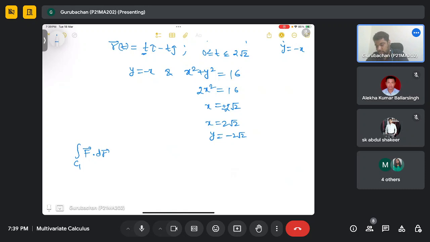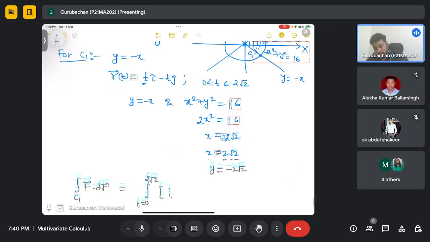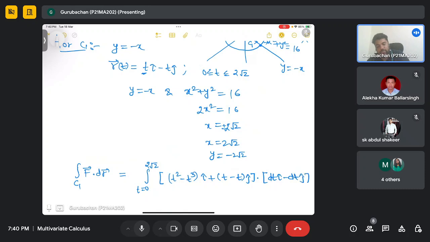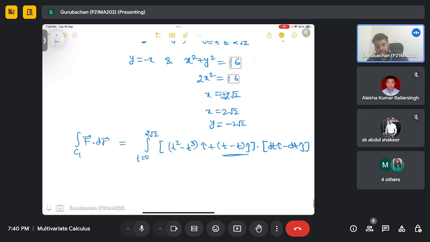And what is our f? With t going from 0 to 2 under root 2, our f is x square minus y cube. What is x square? That is t square minus t cube i cap plus t minus t j cap, dot, since r of t is this, dr will be dt i cap minus dt j cap. From here you can observe that this is 0.